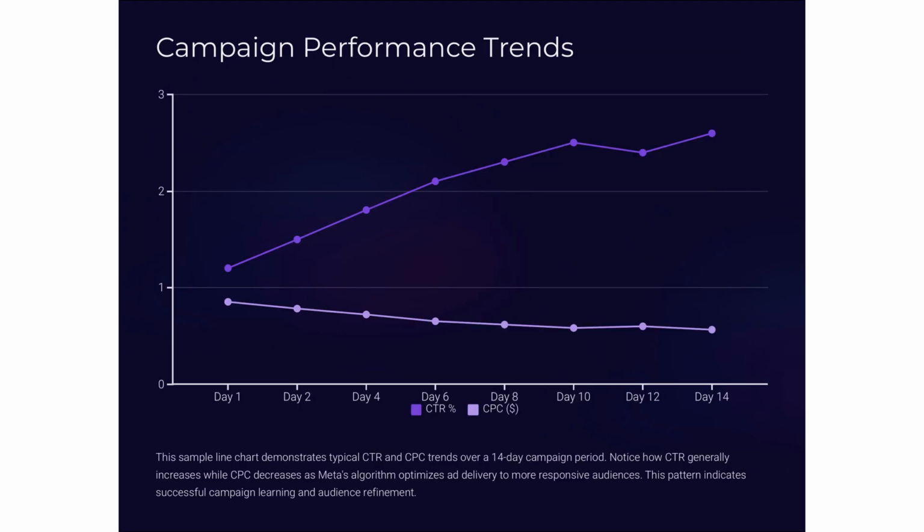Analyzing a 14-day campaign, observe how click-through rate increases and cost per click decreases. This trend reflects Meta's algorithm optimizing ad delivery to more responsive audiences, signifying effective campaign learning and audience refinement. Such patterns are crucial for understanding campaign dynamics and ensuring strategic adjustments for enhanced performance.